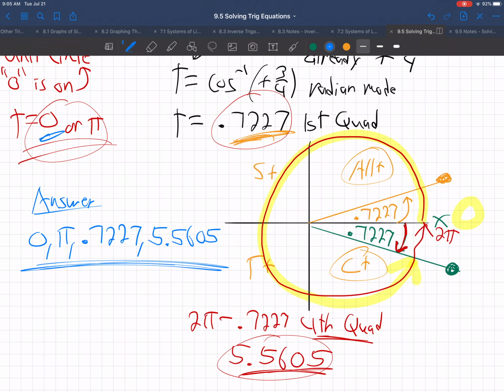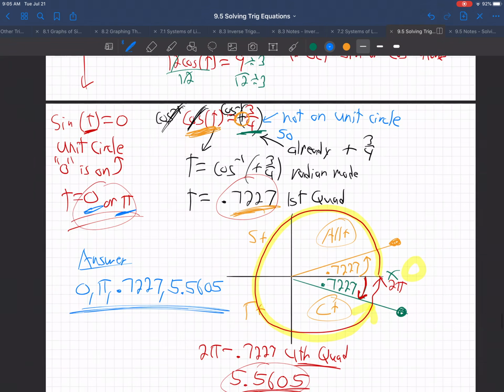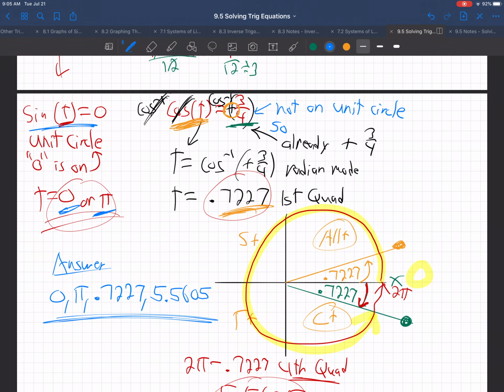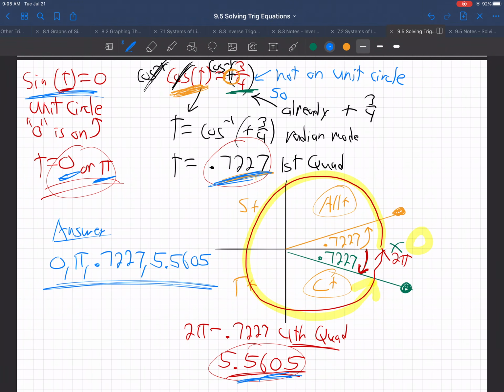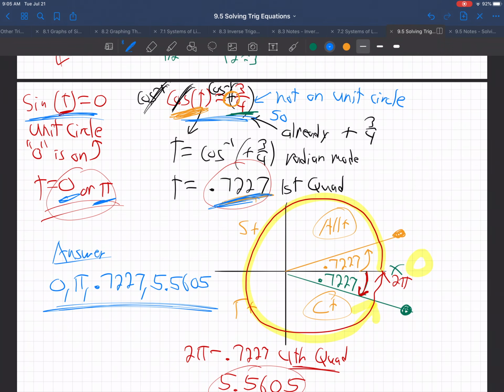There's all four. We got the 0 and pi, the two answers from that side, where the sine was 0 from the unit circle, because those are right on the unit circle, and the two answers, first quadrant and fourth quadrant, from the other side where the cosine was positive 3/4, which is not on the unit circle. We had to use our calculator and get those. There they are.